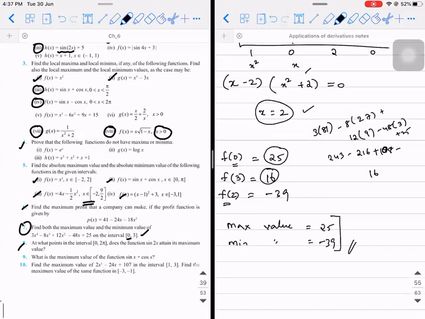The maximum value is right. No mistake. Yes, it is 25. Okay. Anyways, be careful. So the 8th one.